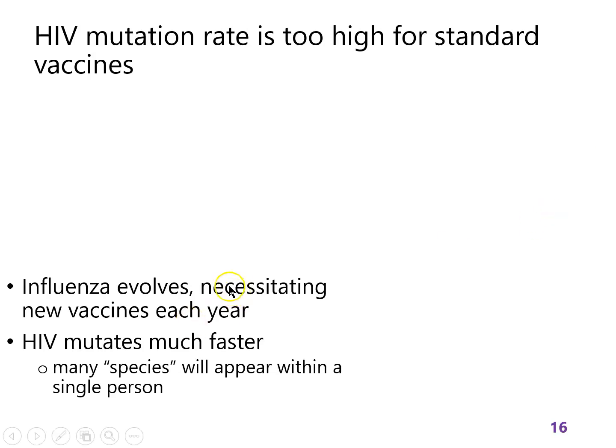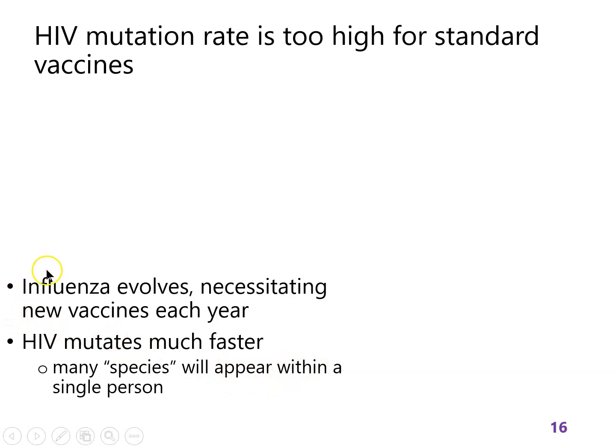So influenza evolves fast enough that we need a new flu shot every year. And if epidemiologists could give us 2 or 3 flu shots every year, they probably would. But HIV mutates even faster. And you might say that different species will appear within a single person who has HIV.